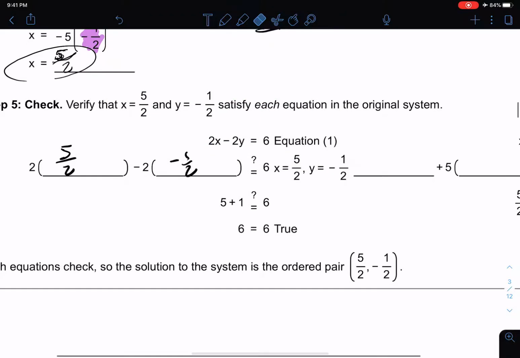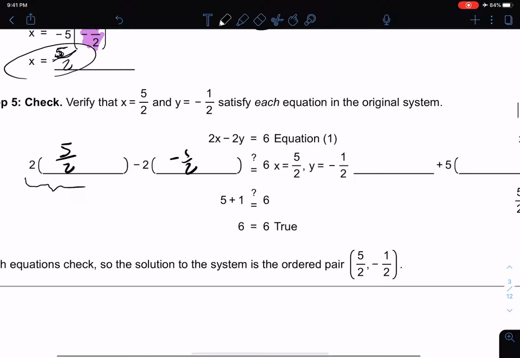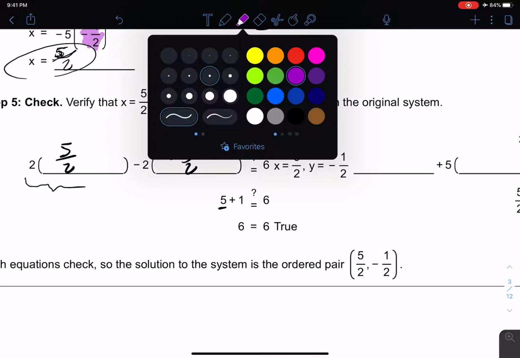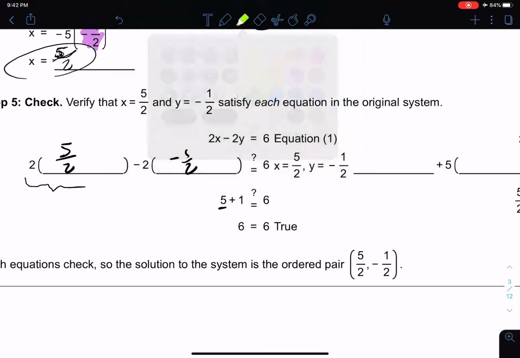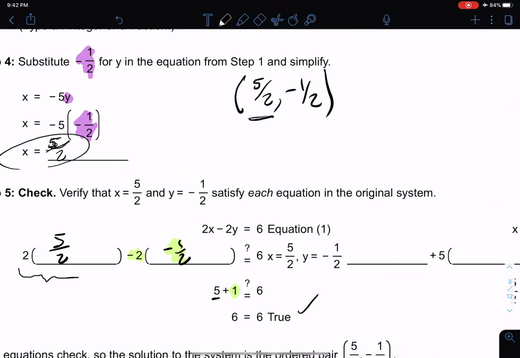So when we multiply 5/2 times 2, we just get 5, and there it is right there. And when we multiply -2 times -1/2, we end up getting a +1, and there it is right there. And 5 plus 1 is 6, and so true. So far, we're good, right? Our solution of 5/2, -1/2 worked for the first equation.